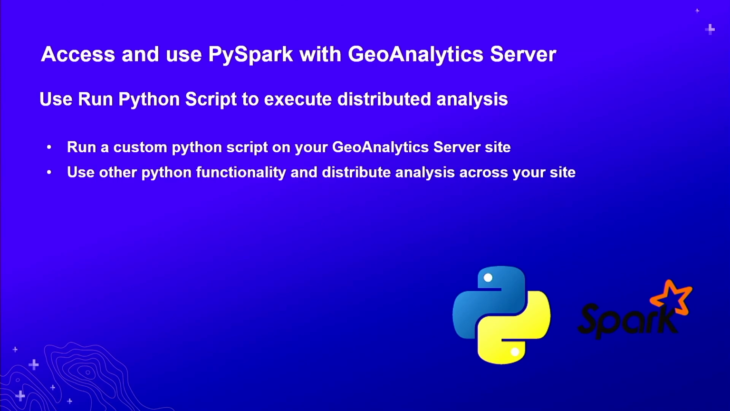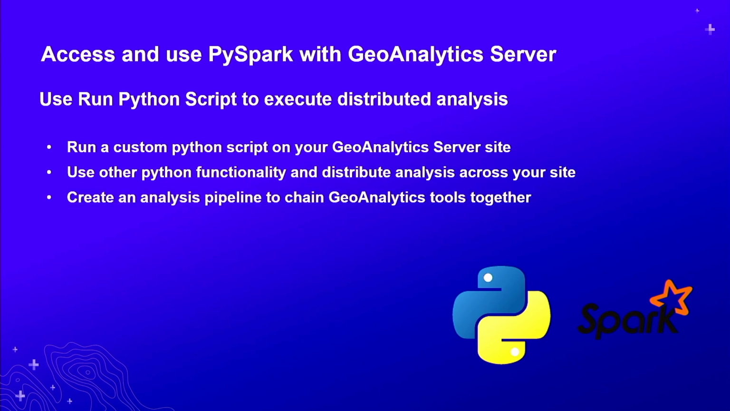So other Python functionality means you can chain GeoAnalytics tools together, you can pipeline GeoAnalytics tools together, but you can also use PySpark like SparkML and SparkSQL. I mentioned that you can chain them together. One of the big benefits of chaining tools together is you don't need to write any intermediate outputs. You could chain 3 GeoAnalytics tools together and get one single result. There's no need to get those 2 intermediate results and then the final result.